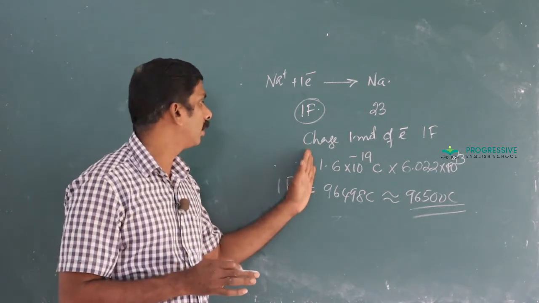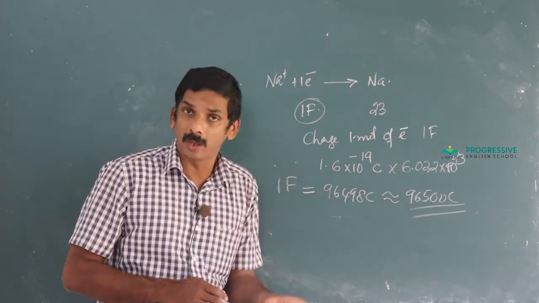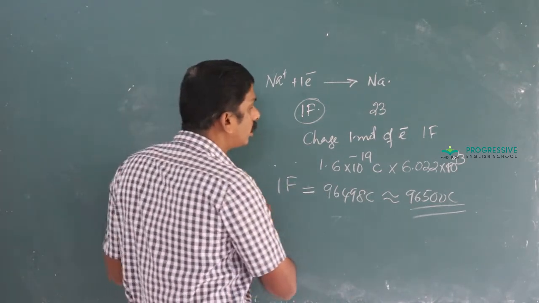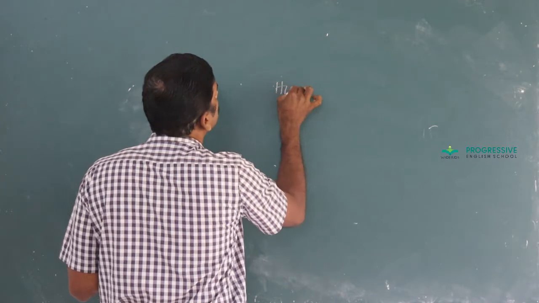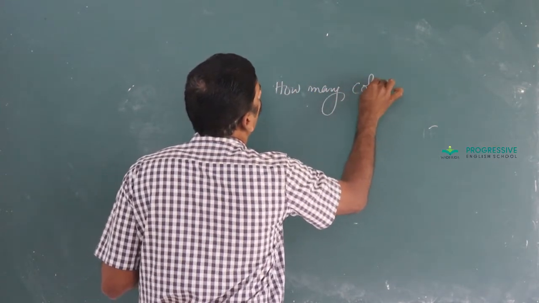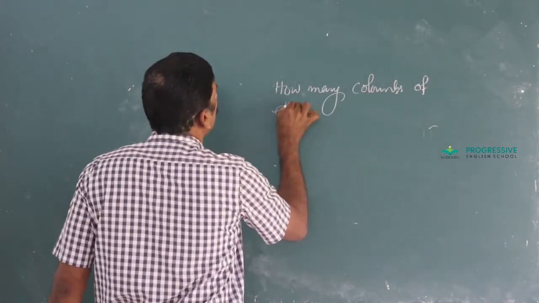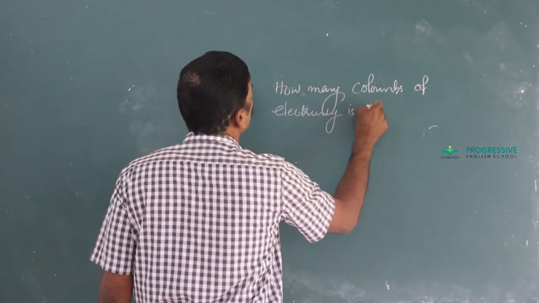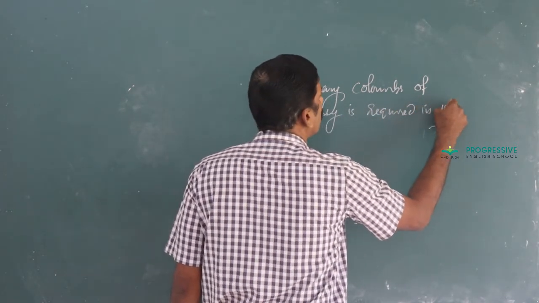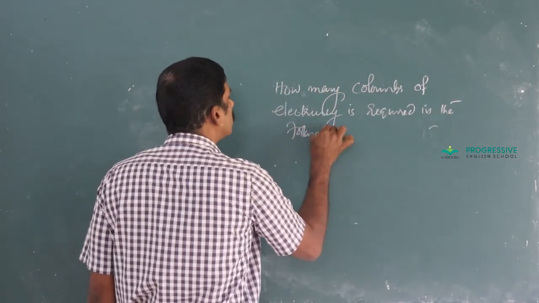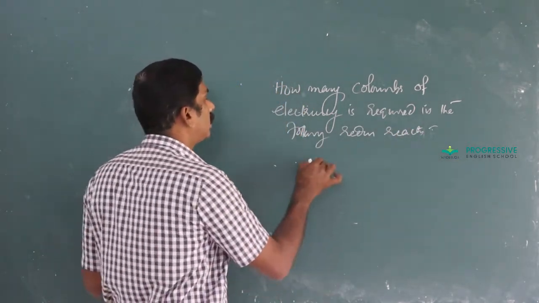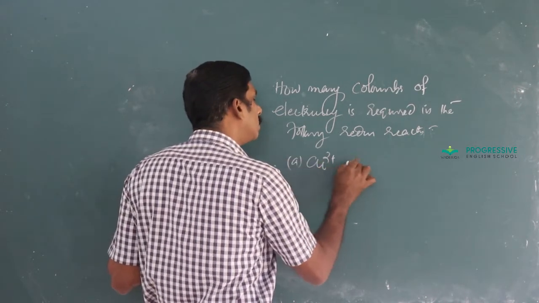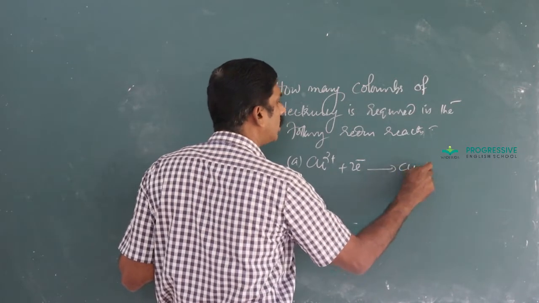That much Faraday, or that much into 96,500 coulombs of electricity, is required to deposit the concerned element. Then sometimes a question is asked like this: how many coulombs of electricity are required in the following reduction reaction? The following reduction reactions, that is, first one, Cu2+ plus 2 electrons gives Cu.